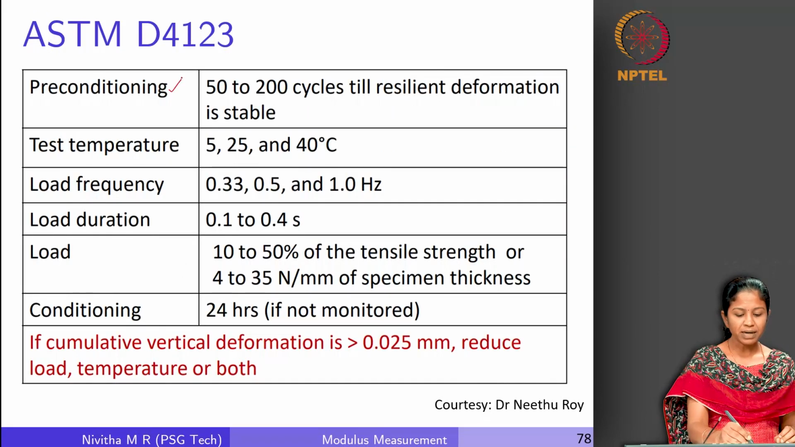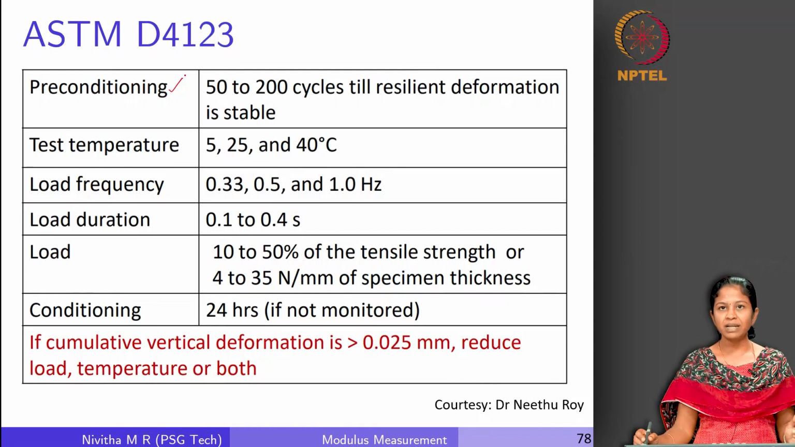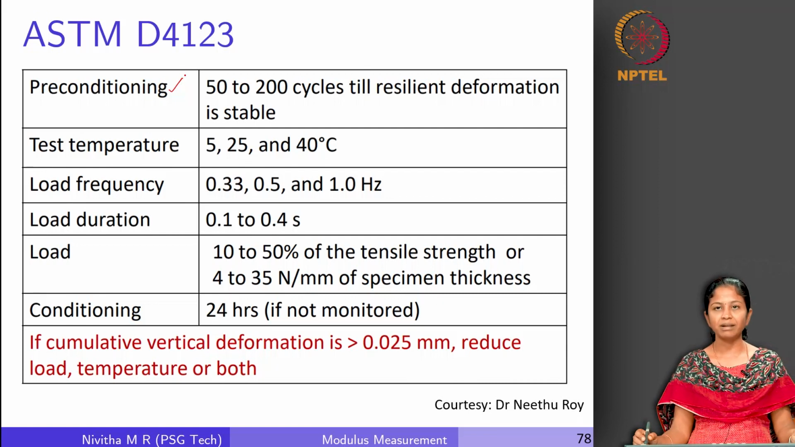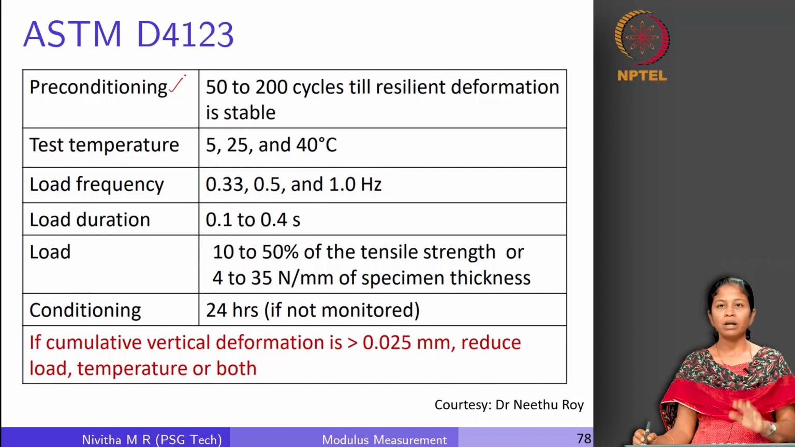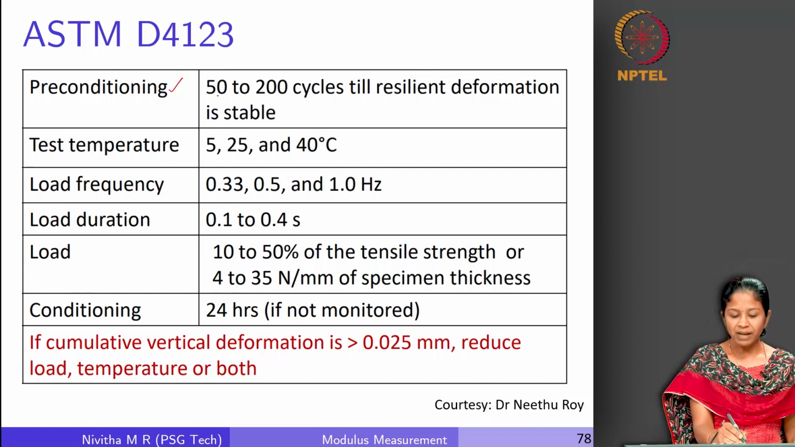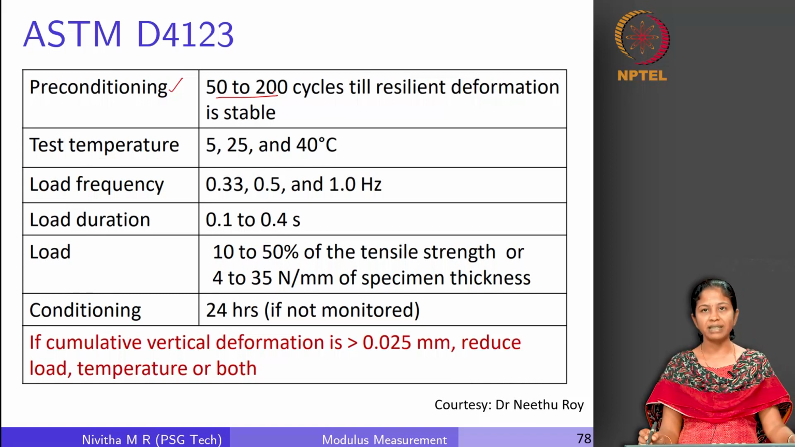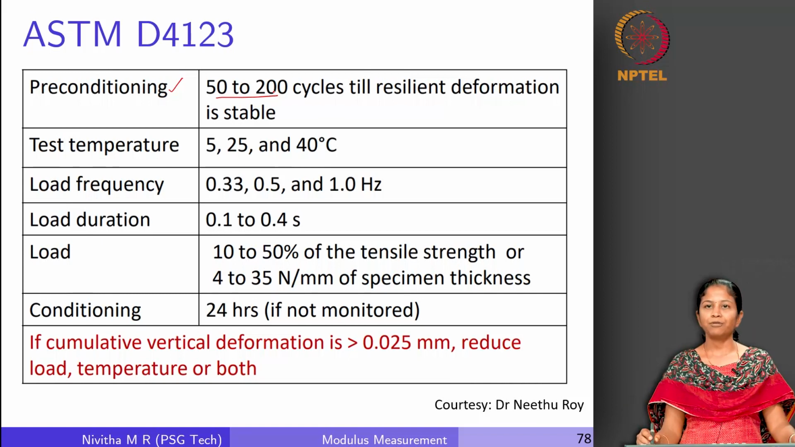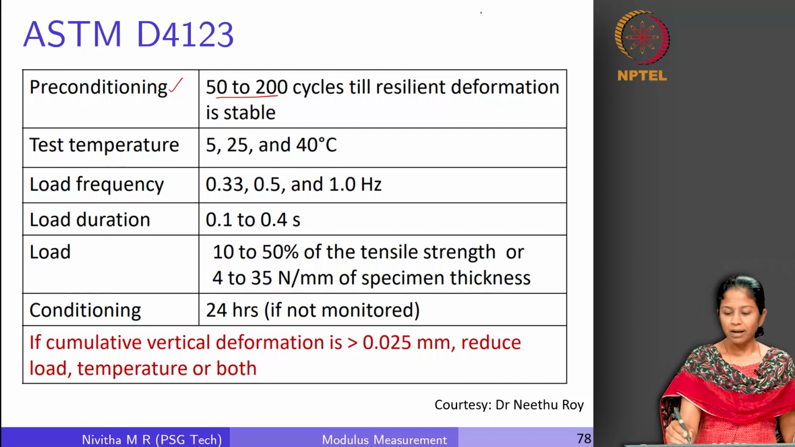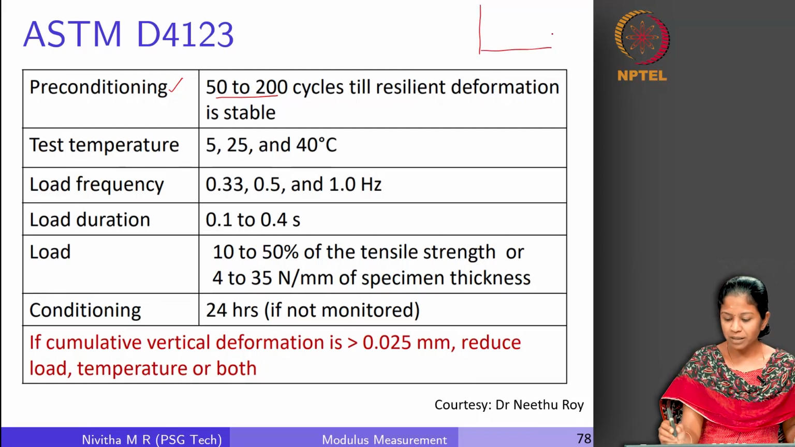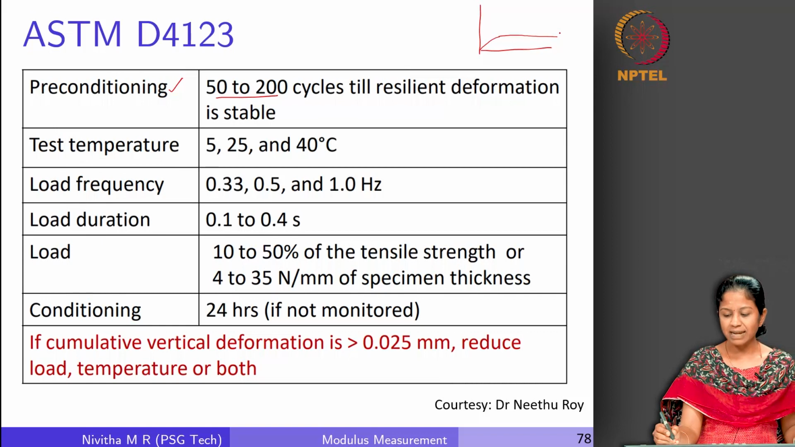There is again preconditioning that we have to apply. We have seen the preconditioning part for the granular material also when we were measuring the resilient modulus. We have a similar preconditioning procedure for bituminous mixtures also. We have 50 to 200 cycles until the resilient deformation is stable. In the previous case, for the granular materials, we said that if we look at the deformation, the permanent deformation increased, and then after some time it remained stable.